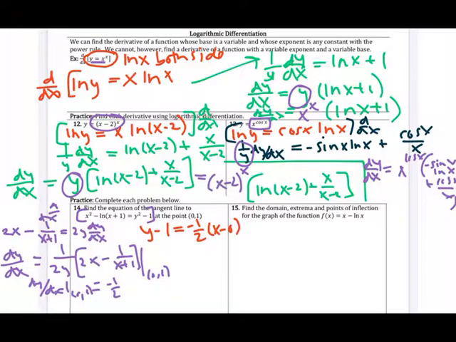Okay, number 15, find the domain, extrema, and points of inflection for the graph of the function f of x equals x minus natural log of x. So something to notice, right now, our domain of this original function should be that x is greater than 0, since natural log can't have a 0 or a negative number substituted in. But let's do the math to sort of justify this here.